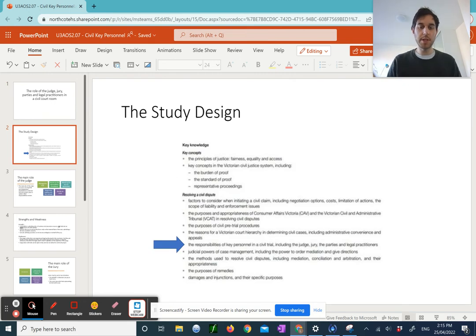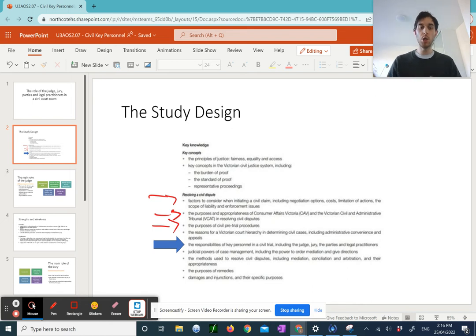Well, so far in this area of study, we've been thinking about all the steps that lead up to a trial. We've been thinking about the journey from start to finish, and we started off by looking at some of the factors you consider before you sue someone, such as how much it's going to cost. We looked at some of the alternatives you might have. Instead of suing someone, maybe you'd go to VCAT or CAV. Then we looked at, well, if you've decided to sue someone, what sort of steps do you have to take first? What are the civil pre-trial procedures?